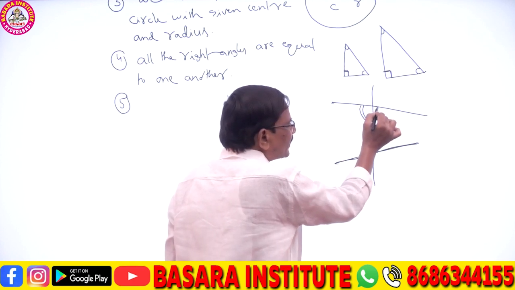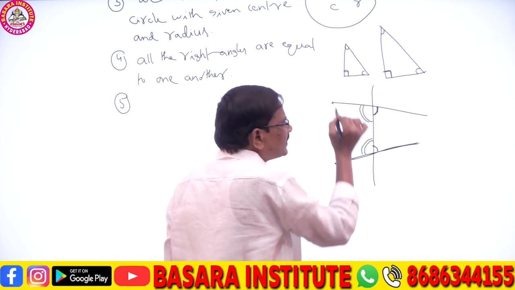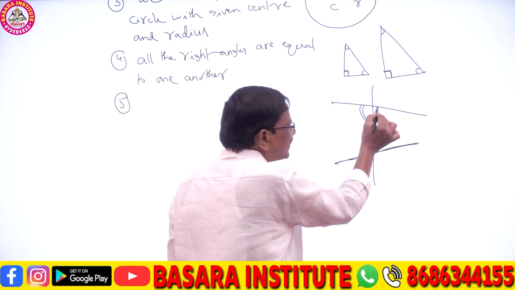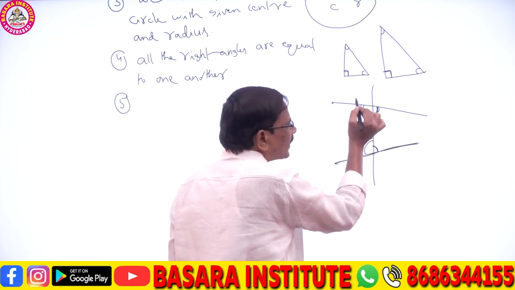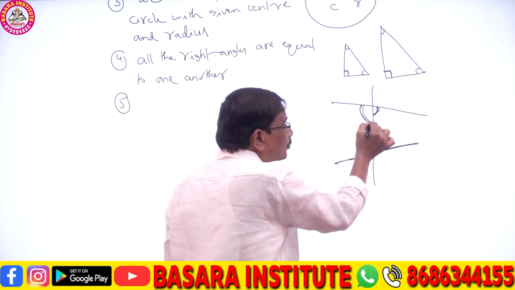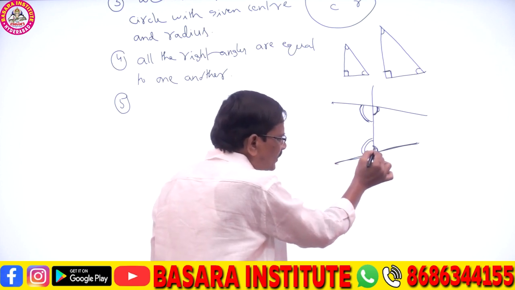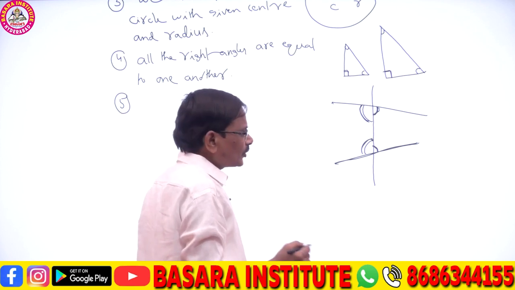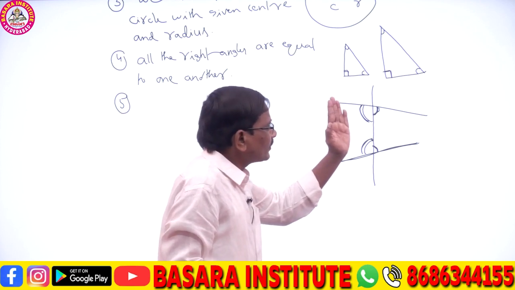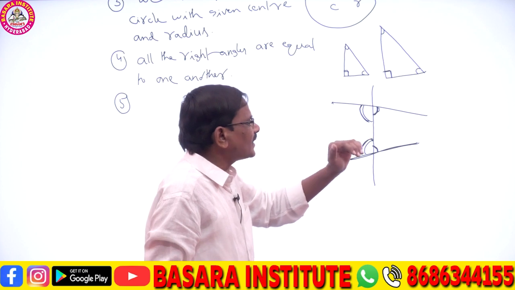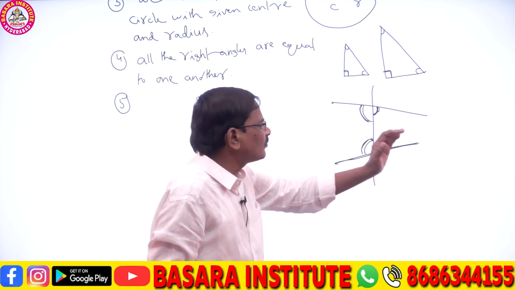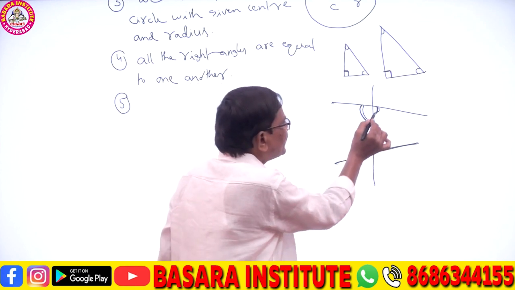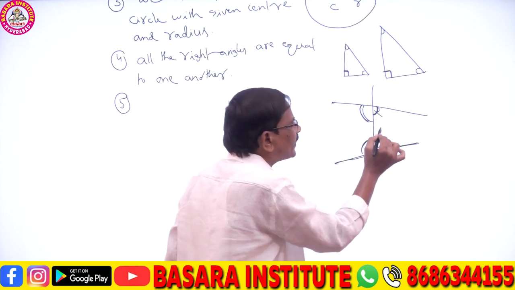So clearly this is less than 90. This is also less than 90. If this is less than 90, if it is an acute angle, then clearly this is an obtuse angle. So this is less than 90, then this is greater than 90. Now here I said, the pair of interior angles which are on the same side of the line is always less than two right angles, meaning they represent these two only.